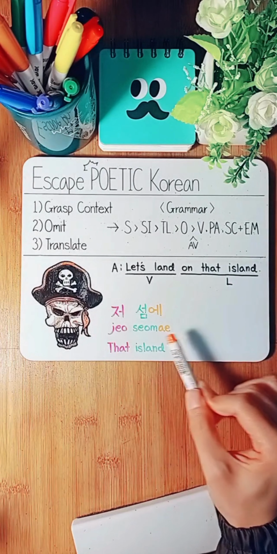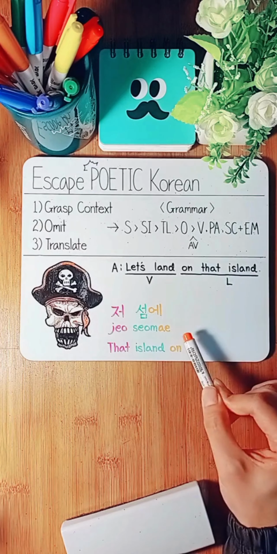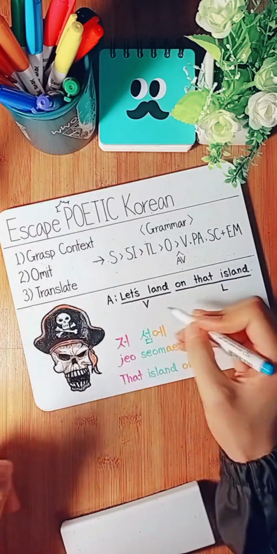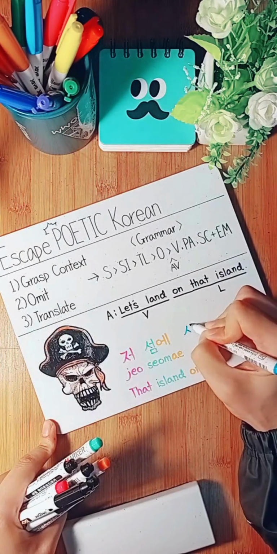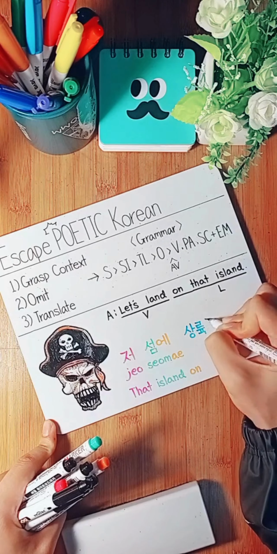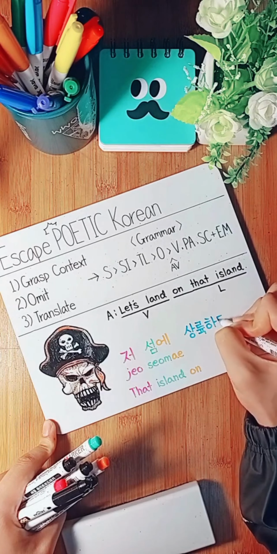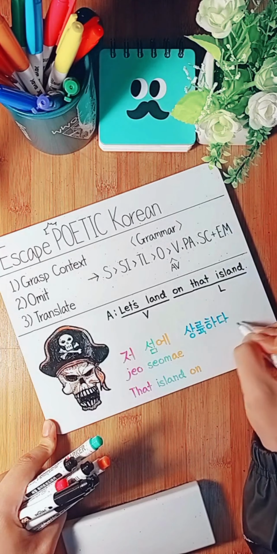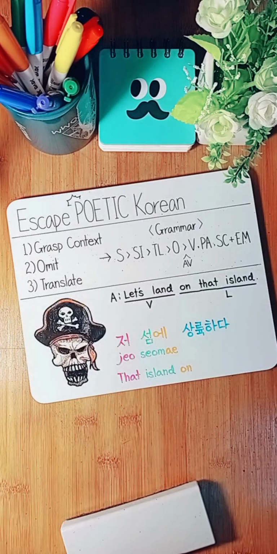Okay. 저 섬에. And then, now, let's land. Now, what is the display form of land? 상륙하다. It might be a little bit tricky to pronounce. 상륙하다. Okay, it might be a little bit tricky to pronounce.